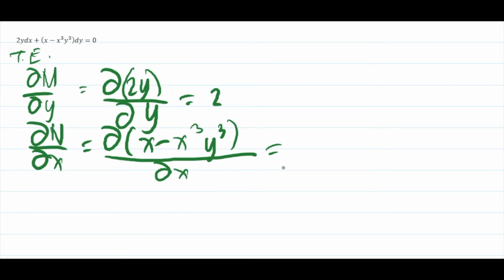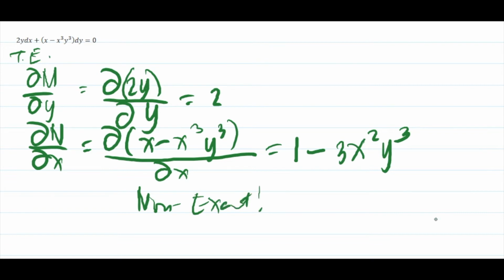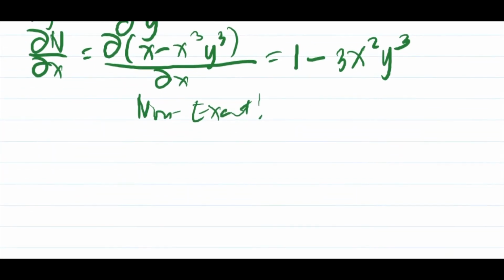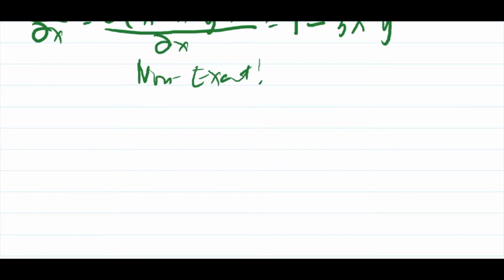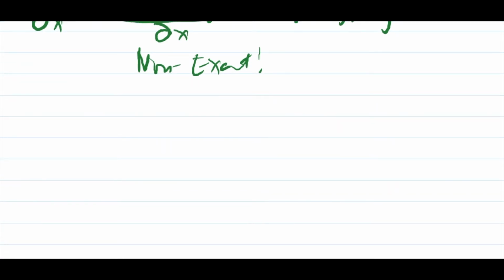Partial of x with respect to x is 1, minus partial of x cubed y cubed, which is 3x squared y cubed. So this equation is non-exact. The next step is to find the integrating factor. Case 1 and case 2 are not possible, so we try case number 3.